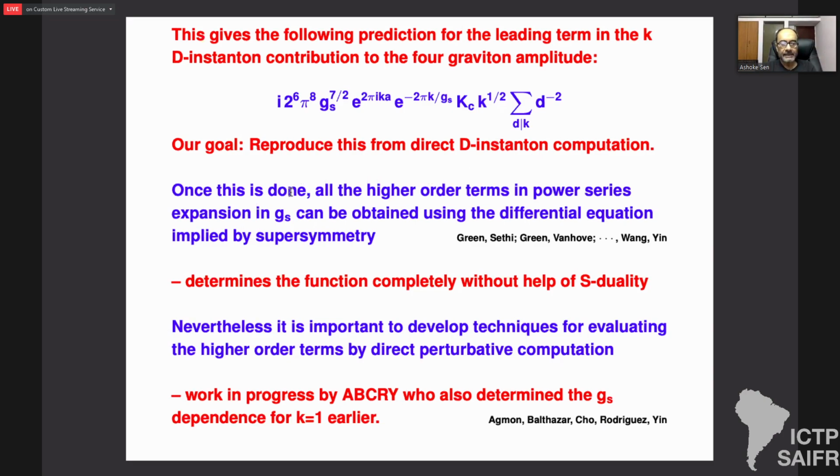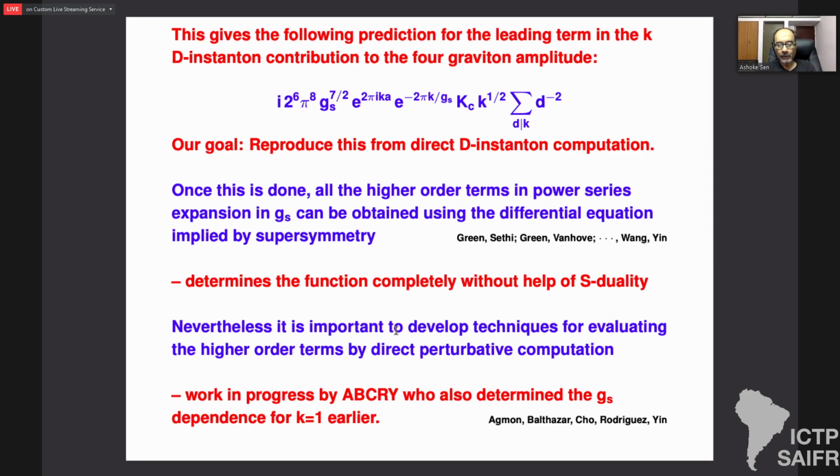And in fact, once this is done, one can show that all the higher order terms in the power series expansion in GS can be obtained using the differential equation implied by supersymmetry. So supersymmetry is powerful enough that if we give the leading term in the D-instanton contribution, it generates the whole series, in fact, the whole function. So this means that if we are willing to use supersymmetry, then once you have derived these, that determines the function completely without help of S duality.